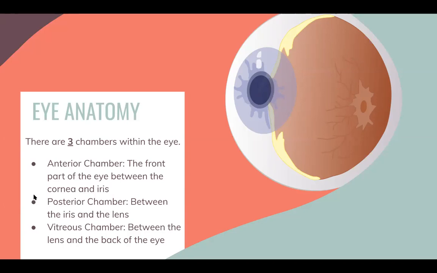So then the posterior chamber would be between the iris and the lens. So the lens would be somewhere like right here. Unfortunately, they don't show the lens here. And then the vitreous chamber would be between the lens and the back of the eye. So you'll understand why they call it the vitreous chamber later on.